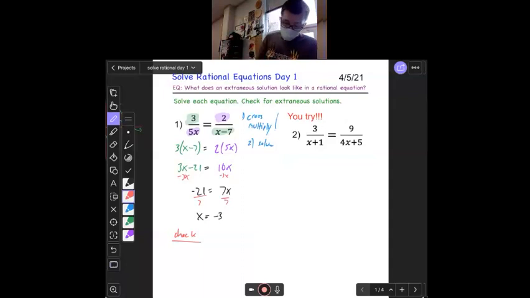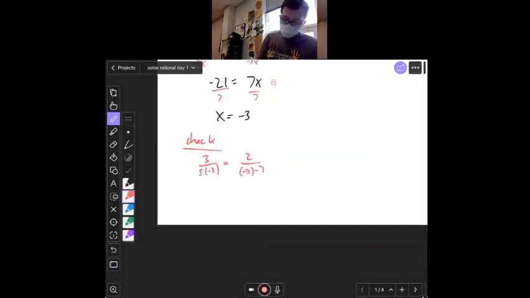So 3 times 5 times negative 3 is supposed to be equal to 2 times negative 3 minus 7. Which would be 3 over negative 15. So if I just simplify that, both are divisible by 3, so that'd be 1 over negative 5. And then this would be 2 over negative 10. Both of those are divisible by 2, so that'd be 1 over negative 5. So there's our confirmation that negative 3 is correct.